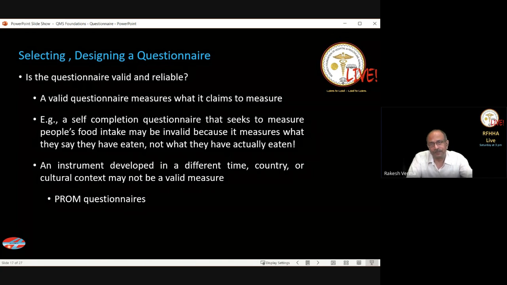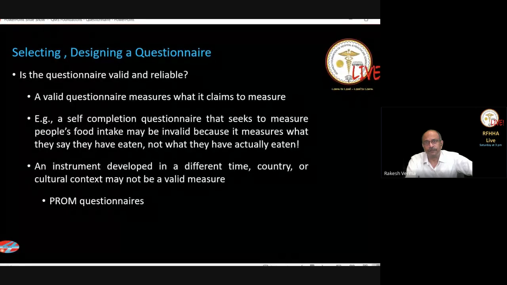They have restricted salt, they have restricted carbohydrates, they have modified their diet in a certain manner. However, these measurements for the purpose of actual assessment may not be valid, because it is what the person is telling you. You have no other way to confirm this. So therefore, validity is an issue. And the next one is a questionnaire which is developed in a different time, country, or cultural context may not be a valid measure.